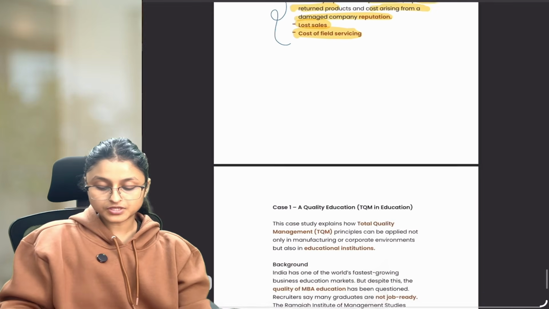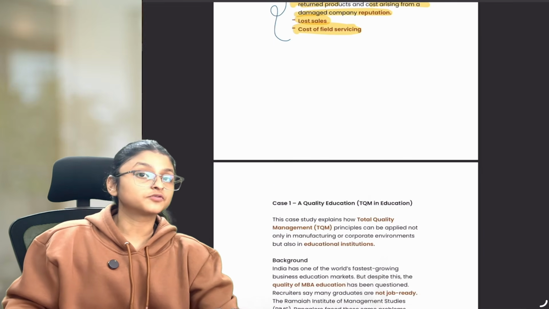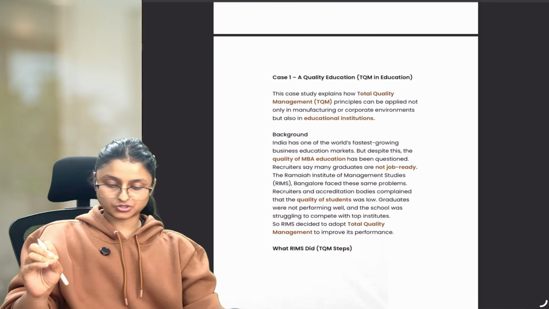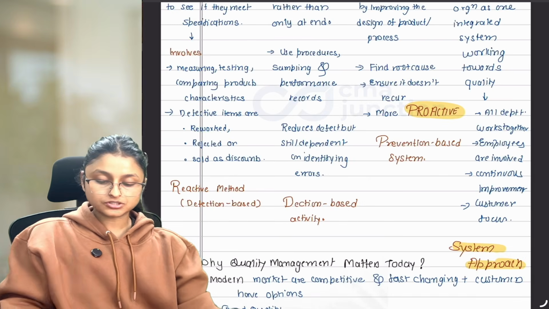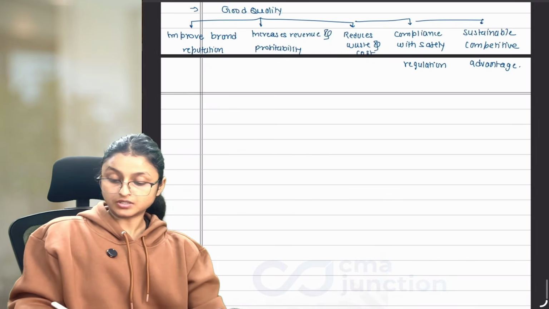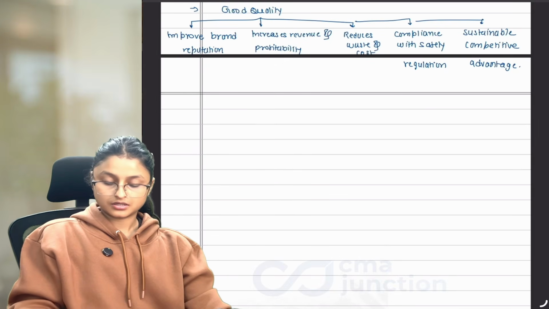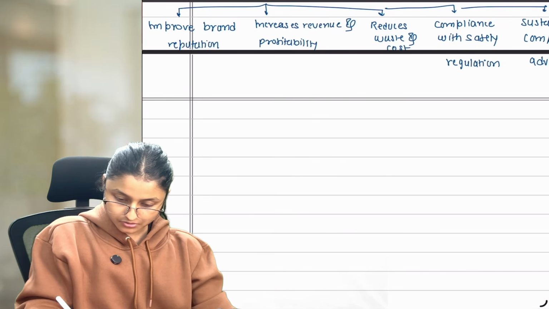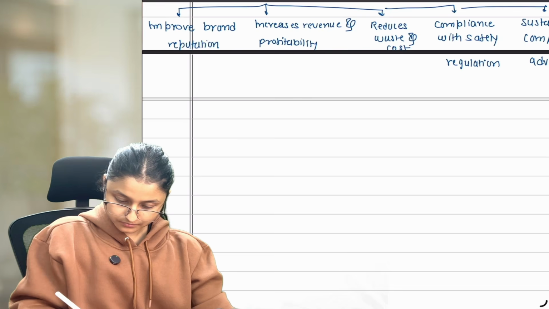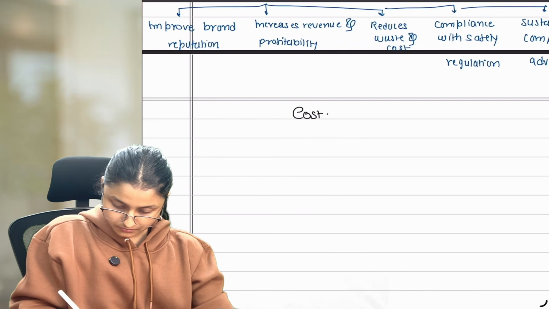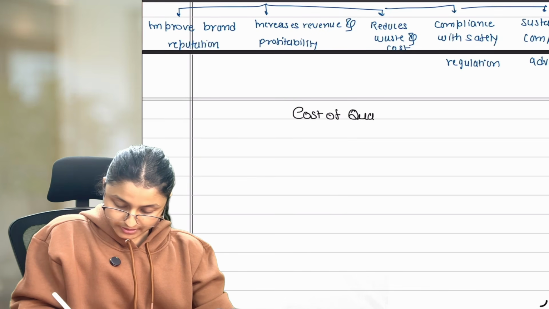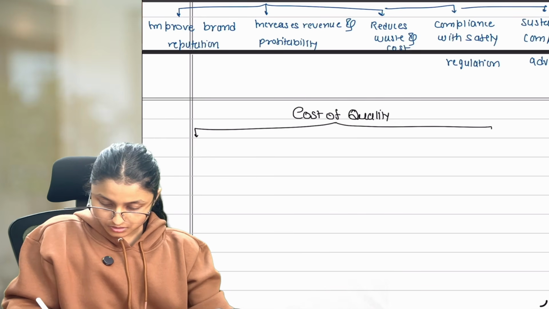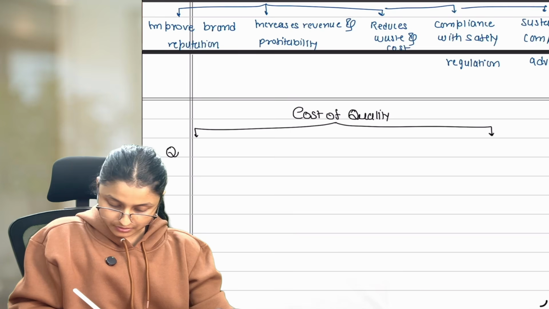Done. So we understood what all can be the different types of costs which we can incur. Now after this comes the total quality management topic. But before going into that, let's just write all the different types of costs which we can incur for quality. So write it down. Cost of quality. Cost of quality can be of two types: quality control cost and quality failure cost.